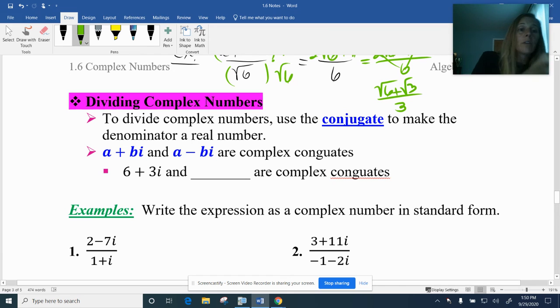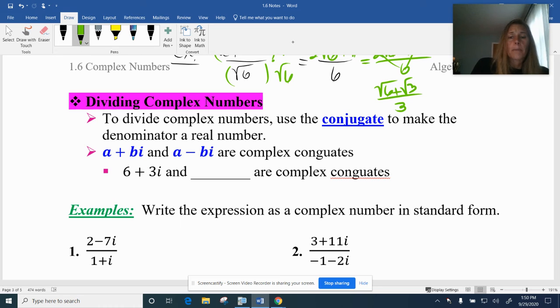So for this one here, a plus bi and a minus bi would be considered complex conjugates. I think that has an extra letter or something in there. Okay, and so then this one here, 6 plus 3i, and then it would be 6 minus 3i. So just the middle sign has to be different. Doesn't matter what sign you have on the beginning or the end, it's just that middle sign that has to be different, okay? So write the expression as a complex number in standard form.